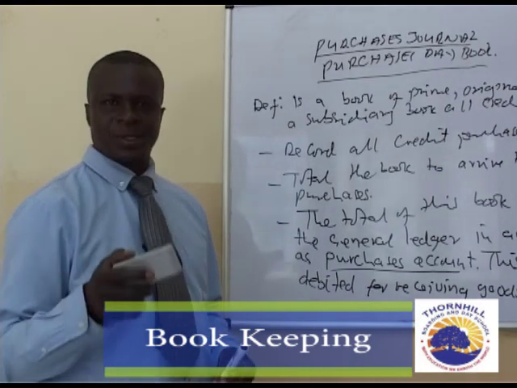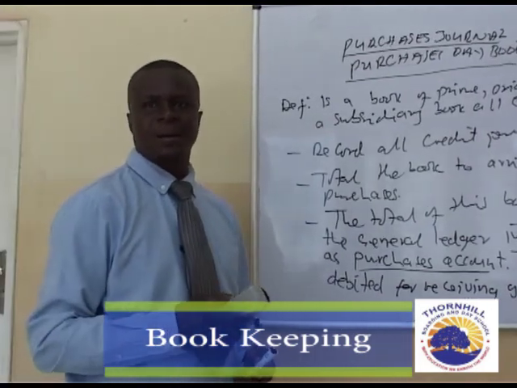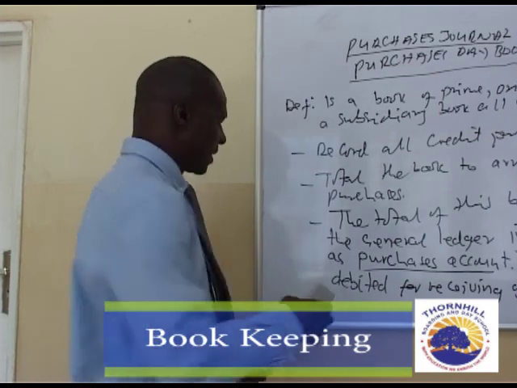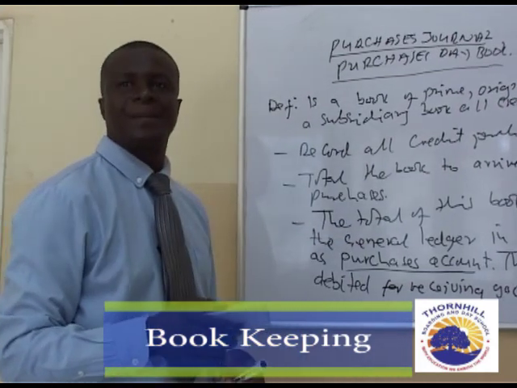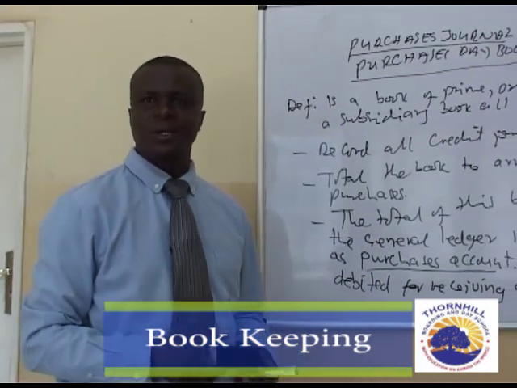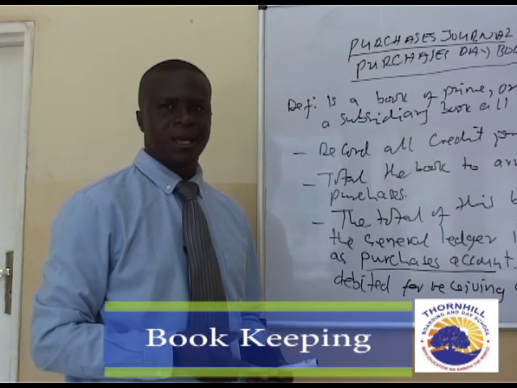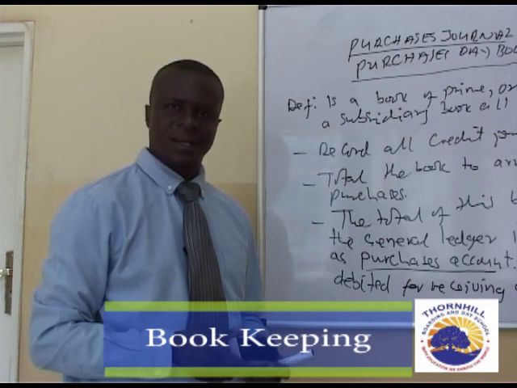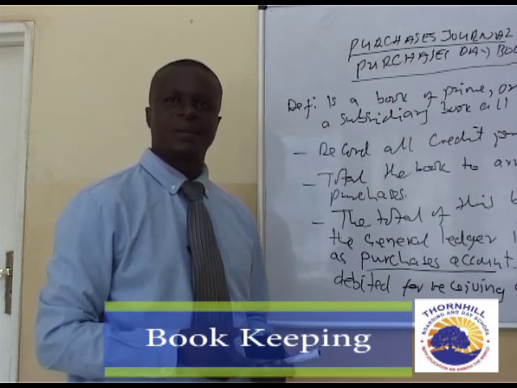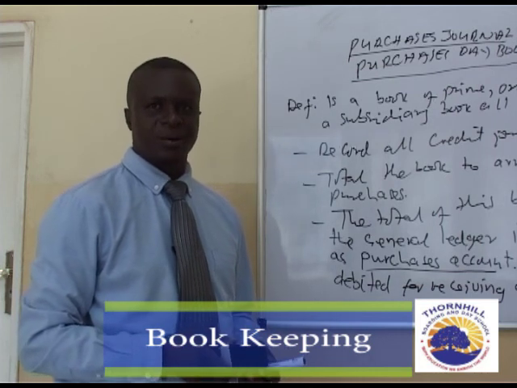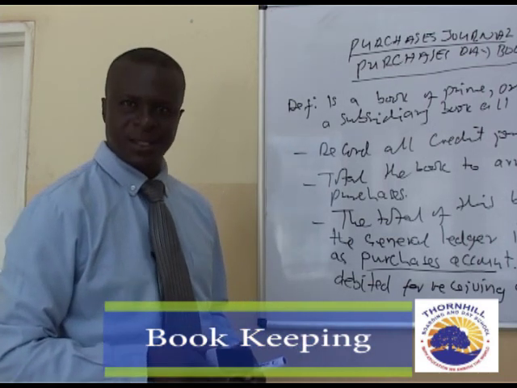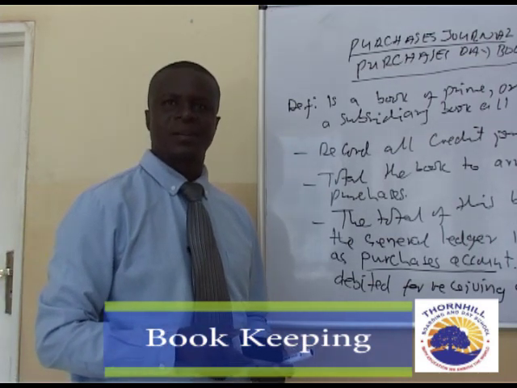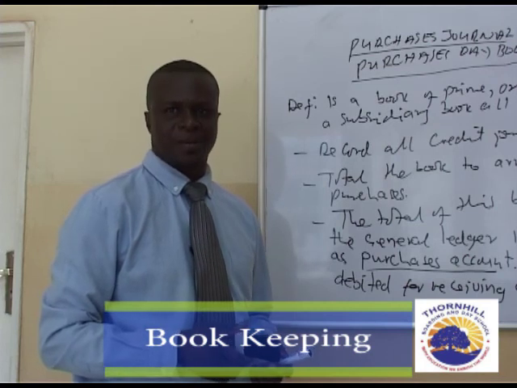What of the names, the individual entries that are in this book? The personal accounts. Where do they go? So the individual personal accounts go to the purchases ledger. Now, since these are creditors, they must all be credited for giving away goods. They did not even receive any money at all. And all the names will be credited because they supplied goods without even collecting any money at all.